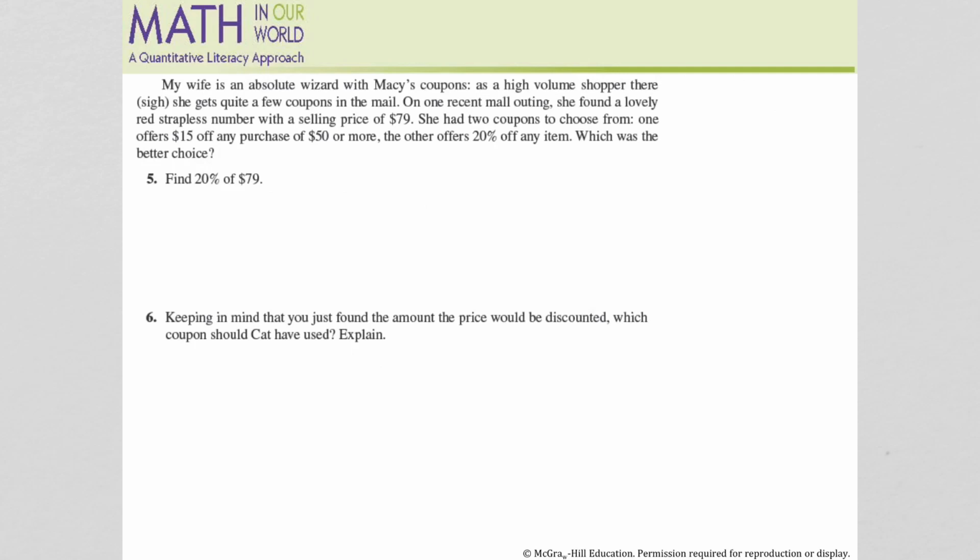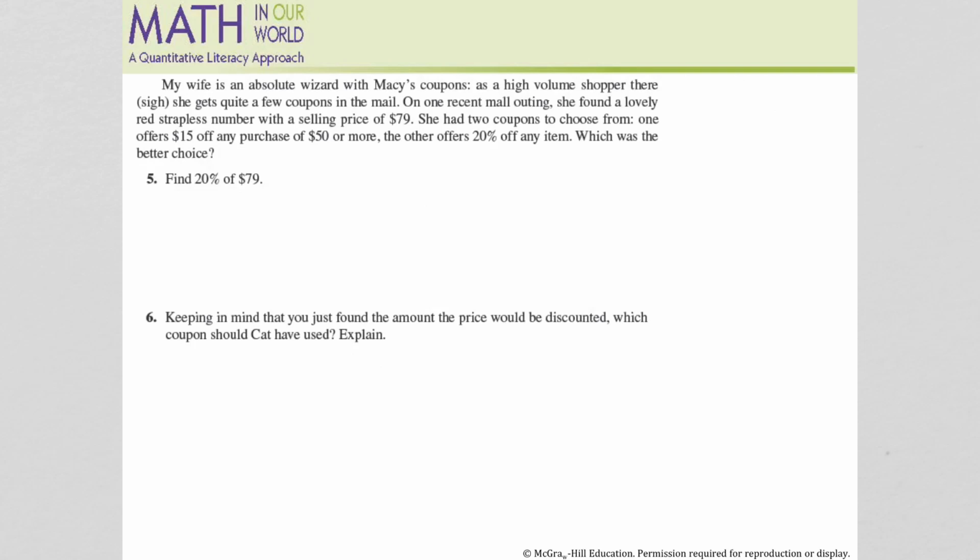This says my wife, not my wife, but whoever wrote this book, I suppose, is an absolute wizard with Macy's coupons. As a high volume shopper she gets quite a few coupons in the mail. On one recent mall outing, she found a lovely red strapless number with a selling price of $79. She had 2 coupons to choose from. One offers $15 off any purchase of $50 or more. The other offers 20% off any item. So which is the better choice?